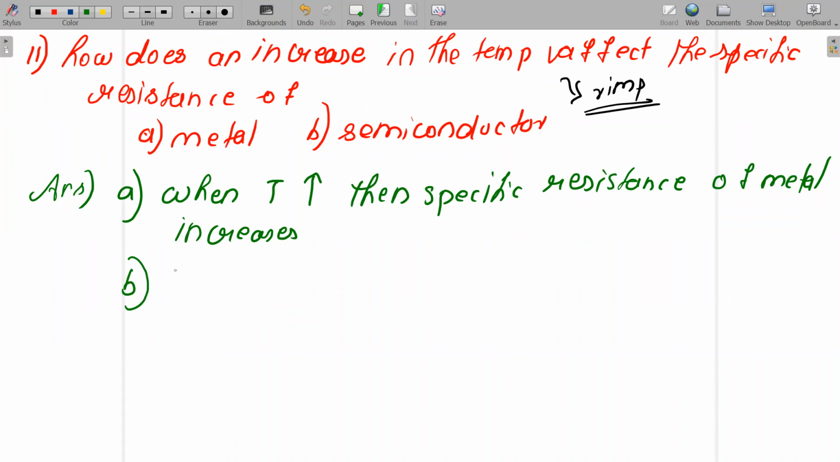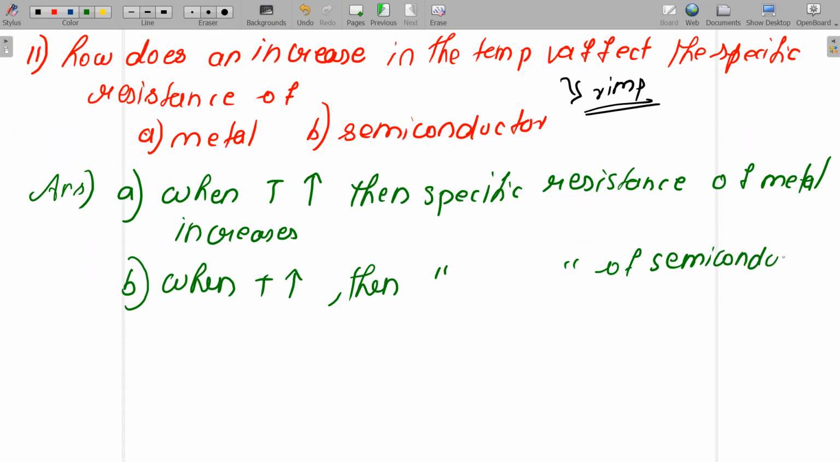Now B part, semiconductor. When temperature increases, the specific resistance of semiconductor decreases. I hope you guys understood. Is it okay? Now you guys are getting the grip in physics.